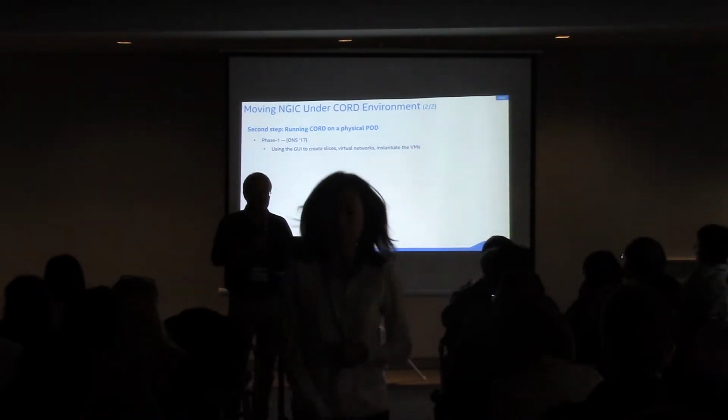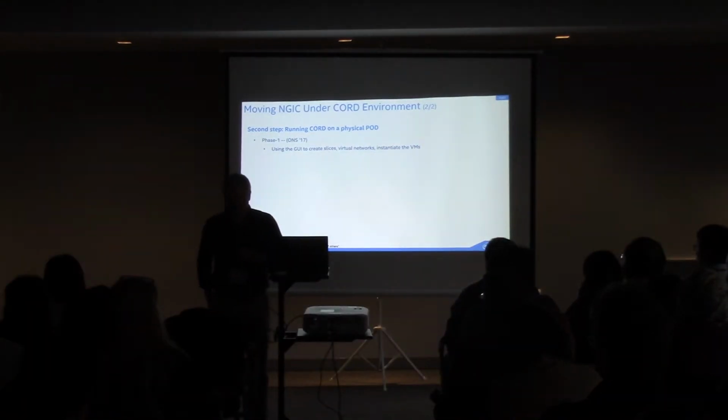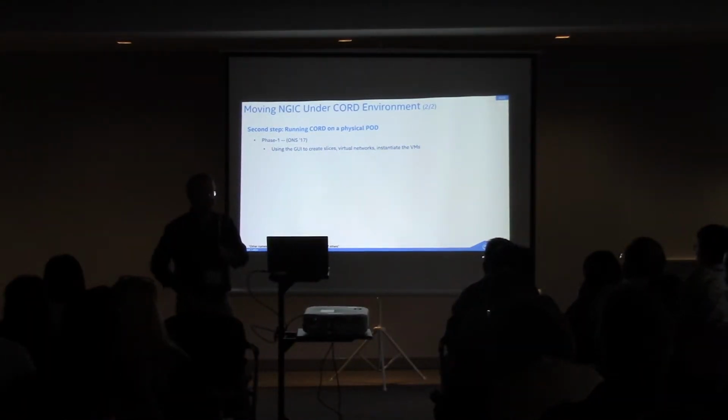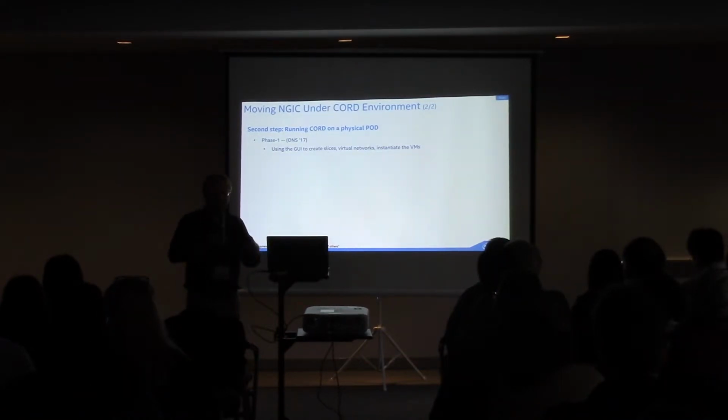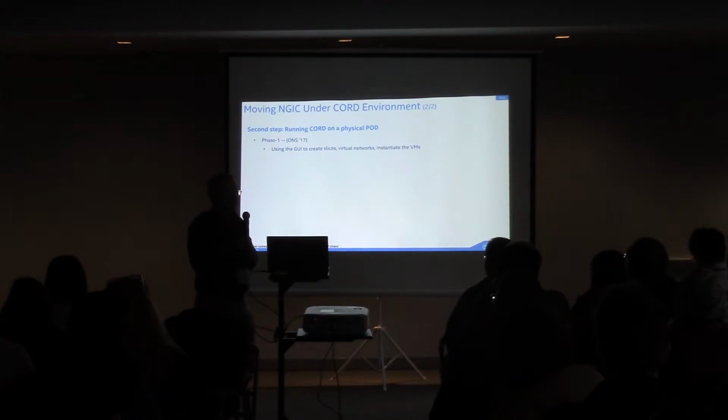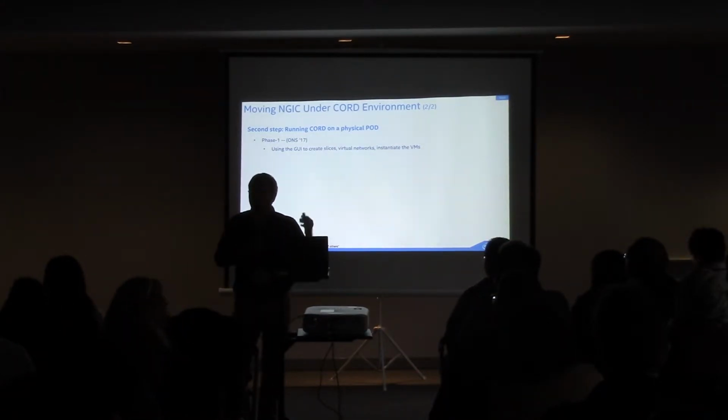So for the first phase, which was by the Open Networking Summit in April of this year, we used the GUI by hand to create the slices, to create the virtual networks, and to instantiate the VMs, and stitch them together to run them. So they were running in the CORD environment, but there was no automation. VMs were created. We stitched them together and we sent traffic through. So this was the first step, back at the Open Networking Summit.